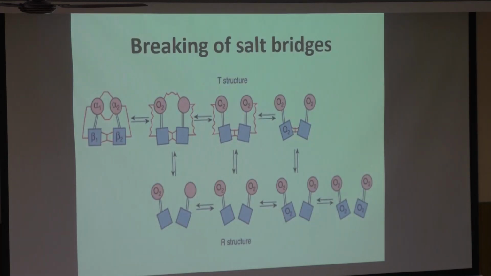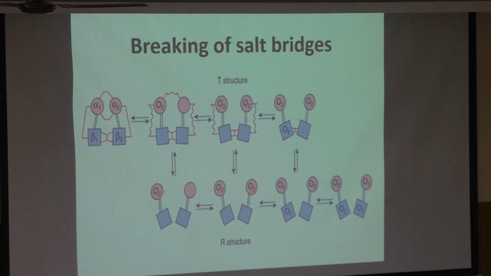And the third is about the breakage of the salt bridges. So consider it diagrammatically. Once the oxygen binds to the alpha 1, see, these salt bridges which are there, they are broken down. Again, the next one is broken down, and because of that it has more affinity. So like that, all the salt bridges which are there in between are broken down, and it is a fully oxygenated state.